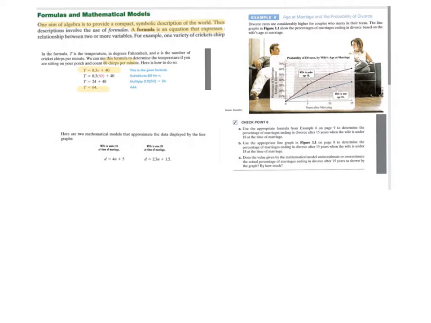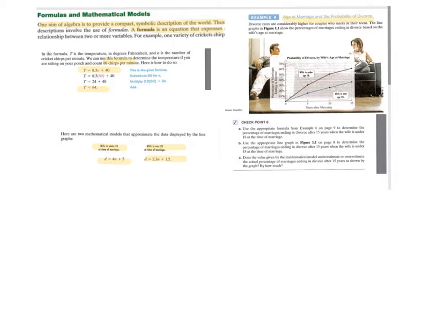So creating algebraic expressions or algebraic equations basically tries to represent the real world. Here's an example of data from age at marriage and the probability of divorce. The formulas that are created are right here, for when someone is under age 18 compared to someone over 25. What we want to do is answer these questions based on those formulas and the graph.